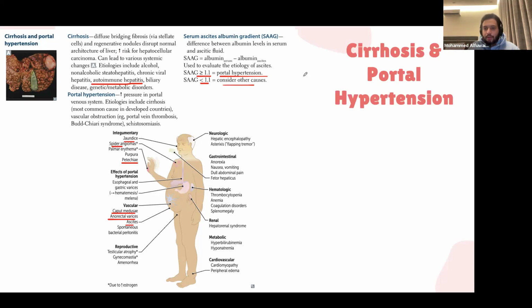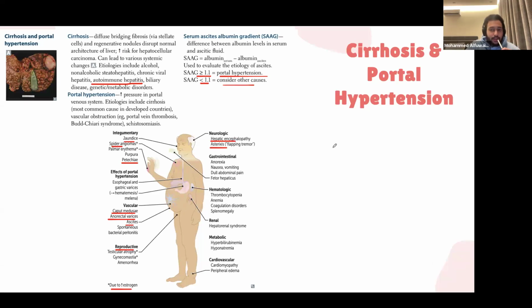Third generation cephalosporin, which is, give me an example. Ceftriaxone, good. Then you have reproductive, which is testicular atrophy, gynecomastia, amenorrhea due to elevated estrogen. Okay, we covered this before. Now, neurologic is hepatic encephalopathy and flapping tremor that we talked about, which is asterixis.